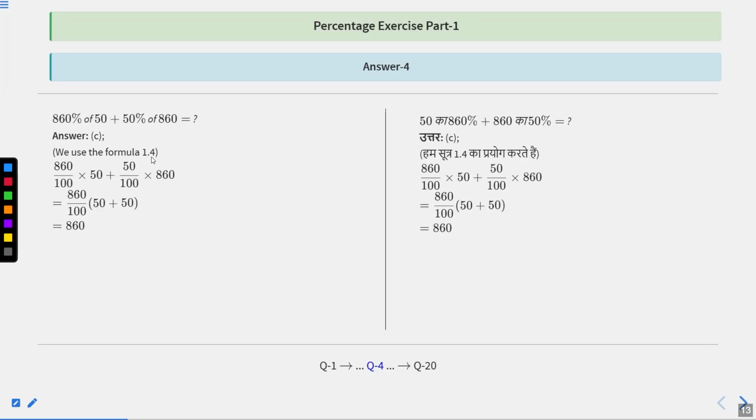Again we use formula 1.4. 860 upon 100 multiplied by 50, plus 50 upon 100 into 860. Then you can see it: 860 upon 100 in the bracket, 50 plus 50. You can take it common, because 860 is common in both terms. So we take it outside the bracket. And when you solve it, you get the value of this equation as 860. Okay. Next question.